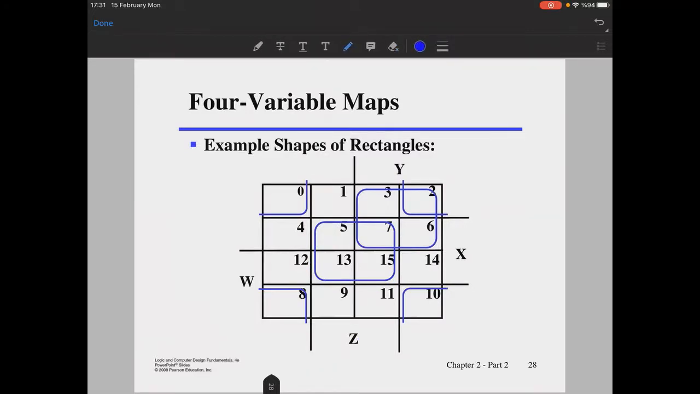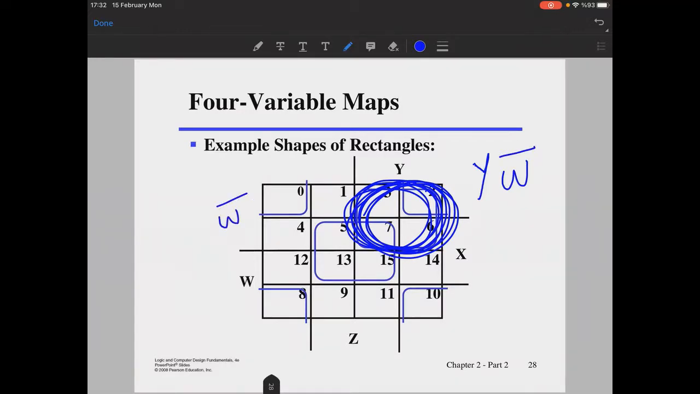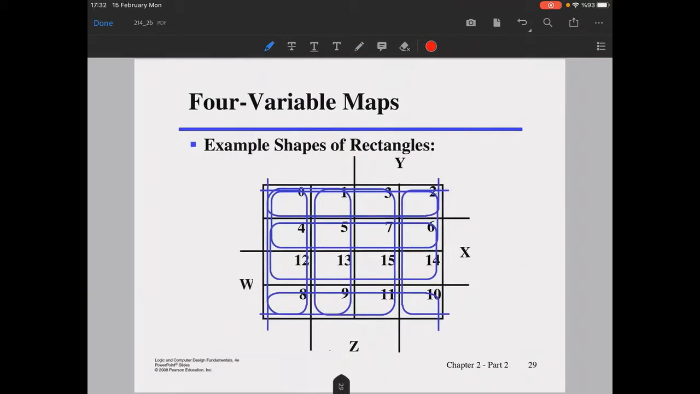And what else? Let's now do this one. What is this right here? It is Y, W not. I think that's correct, because it's in the W not part. You see, so it's Y W not. Good.